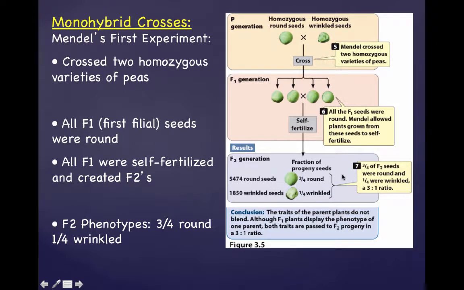So when he did the data analysis on that in very simple longhand, no calculator ways, he found that about 3/4 of the offspring had the phenotype of round, and 1/4 had the phenotype of wrinkled. So this really resulted in a 3-to-1 ratio.